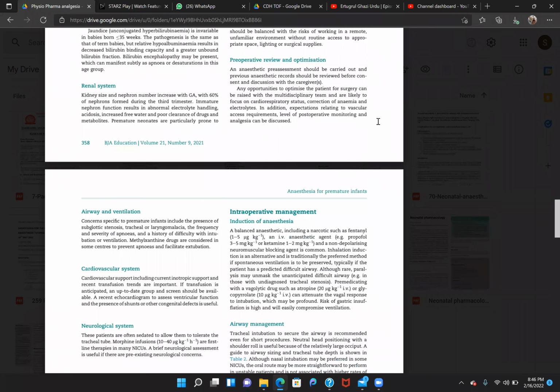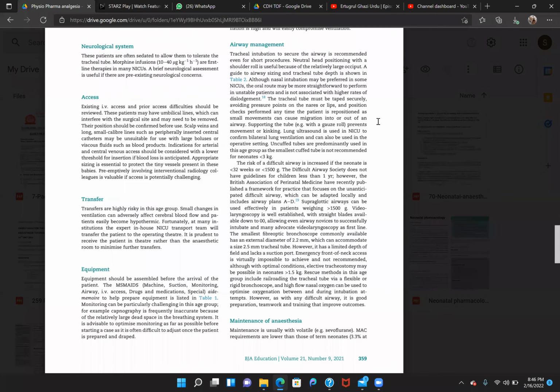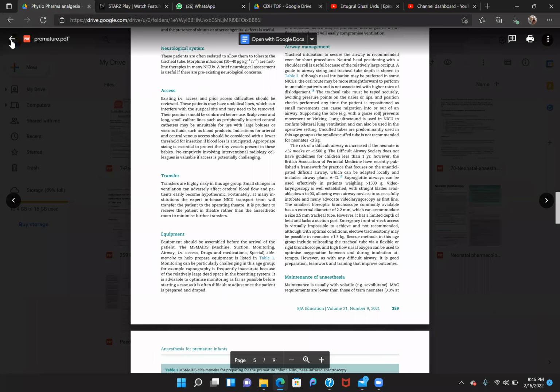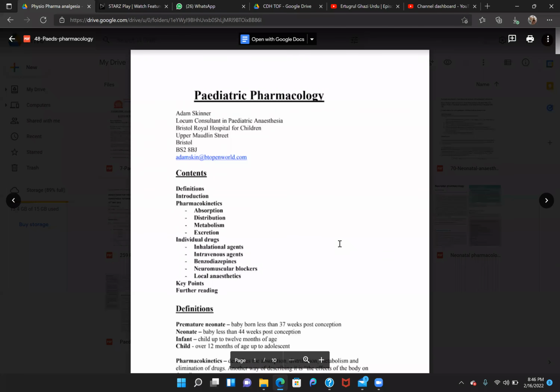No, actually, I'm trying to find the answer for the question which he has asked. It's a very good question, actually. What is the effect of low albumin in anesthesia? So which are the drugs which are bound to albumin? Maybe we will find the answer in this.